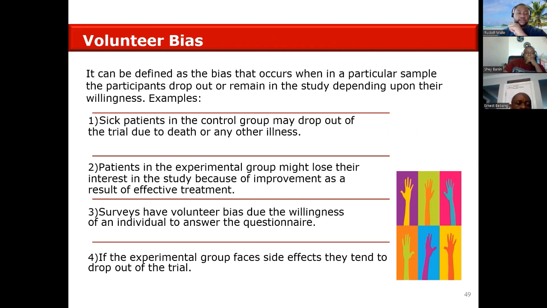Volunteer bias can be defined as a bias that occurs when a particular sample of the participants drop out or remain in the study depending on their willingness. A sick patient in the control arm may drop out due to death or other illnesses, of course. Patients in the experimental group might lose interest because the improvement of the result does not affect them. So volunteer, again, is about the patients that come into the study.